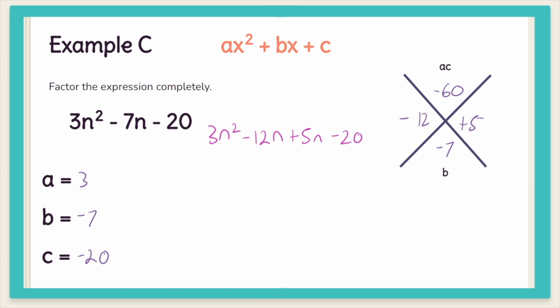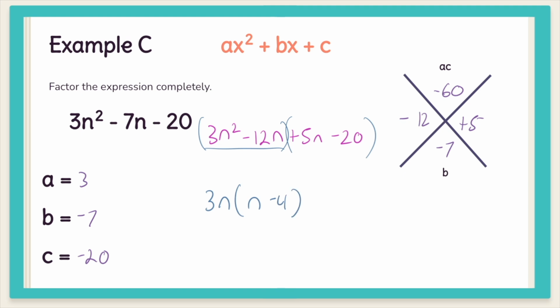All right, now it's time to form some binomials. So we've got some binomials here, binomial here. We're going to pull things out. In this case, we're going to pull out a 3 and an n. 3n divided by 3n squared, that's going to leave us with just n on the inside. Negative 12 divided by 3n is going to leave us with a negative 4.